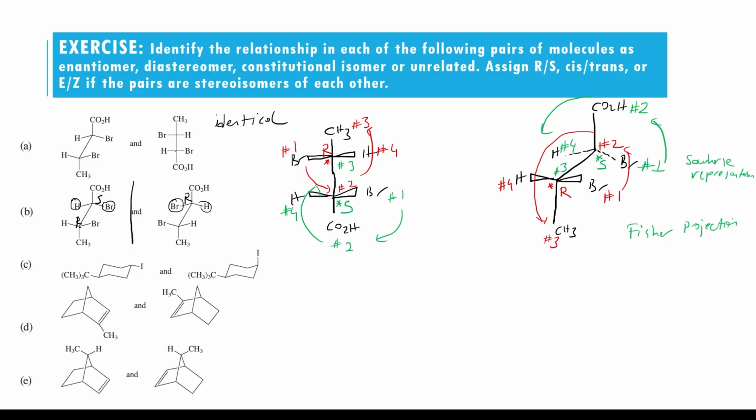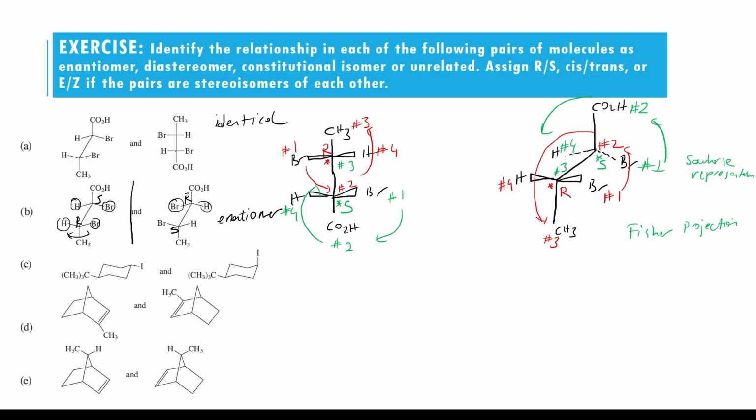Let's look at the second part. Again, hydrogen and bromine exchange places. So if the chiral carbon on the first molecule is R, it should be S on the other side. So they are mirror images of each other. When they are mirror images of each other, and if they are not superimposable, and you have two chiral centers, we say that these are enantiomers of each other. They are enantiomers.